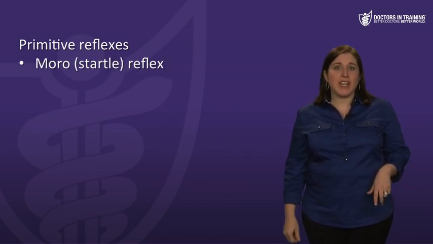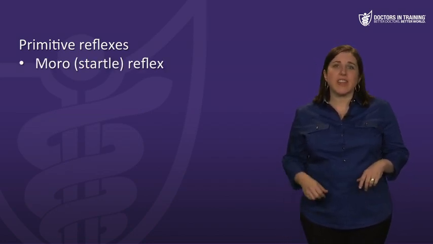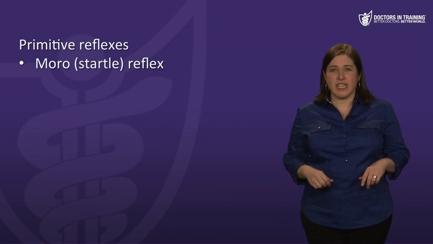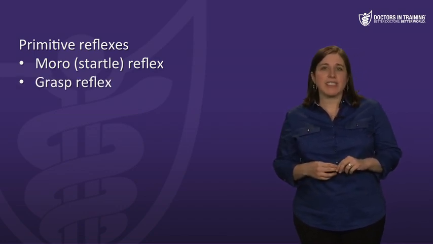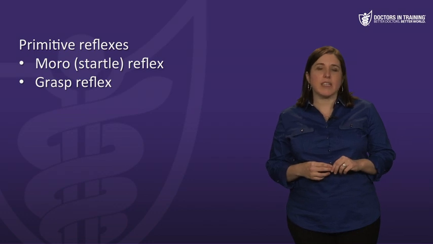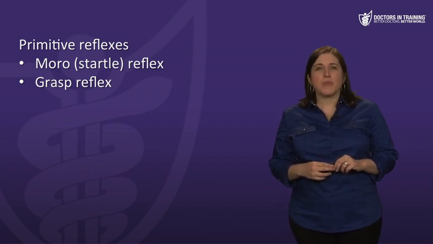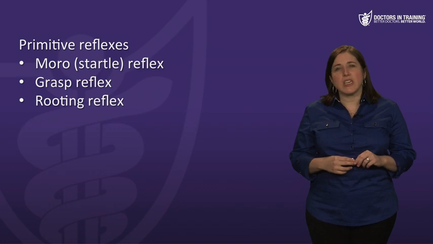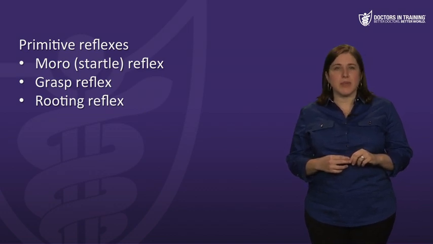There's the Moro reflex or startle reflex, where extension of the head causes extension and flexion of the limbs. The grasp reflex is where placing the finger in the palm causes grasping. The rooting reflex is where rubbing the cheek causes turning of the face towards the stimulus.